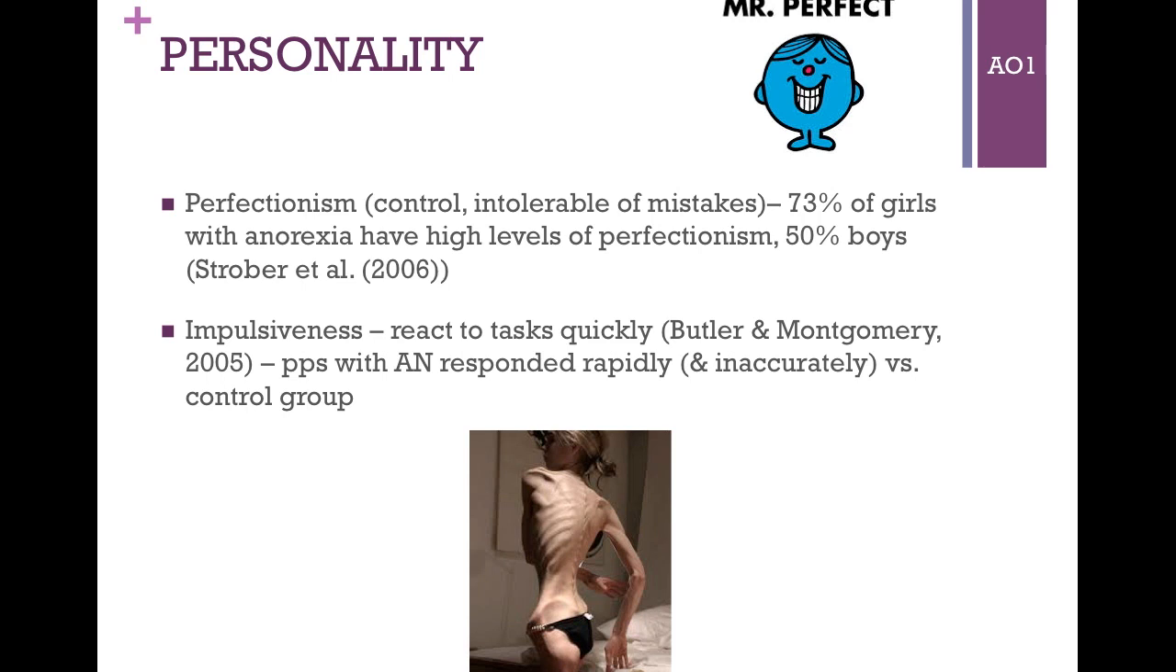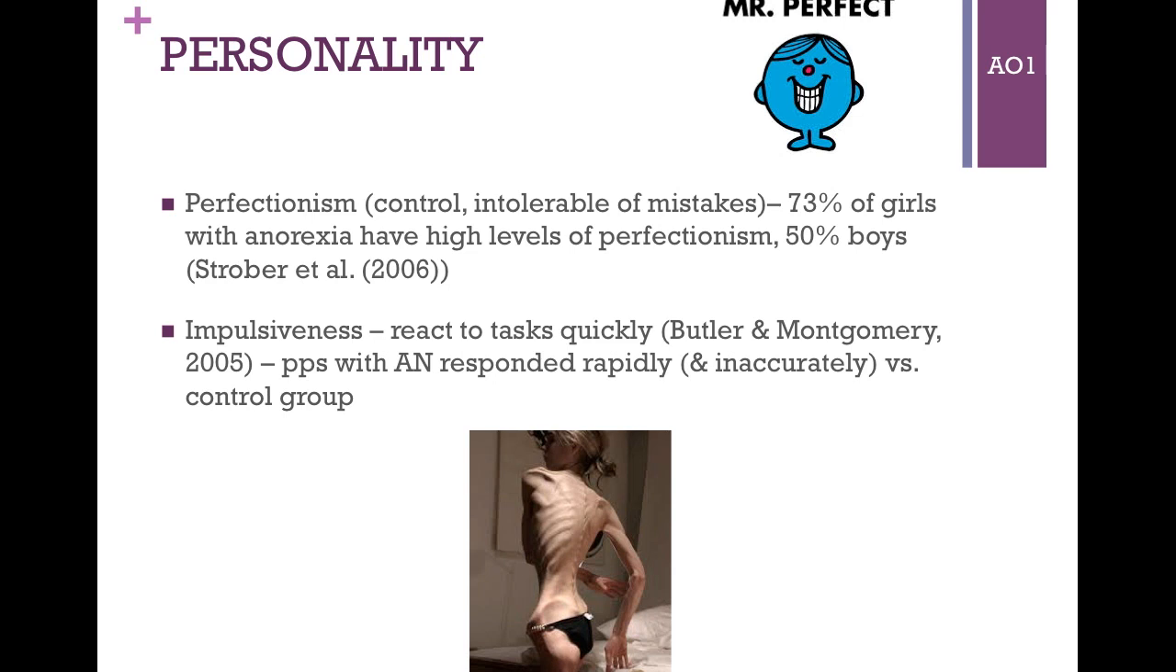So, that was Butler and Montgomery. They gave participants a task to do and recorded how quickly they responded to the task. And they compared a group of participants with anorexia nervosa against a group without anorexia, which was the control group. And what they found was that the anorexia group responded really, really quickly, a rapid response. So they had this impulsiveness compared to the control group.